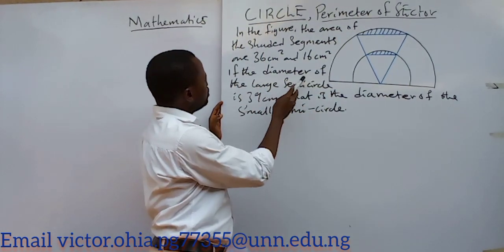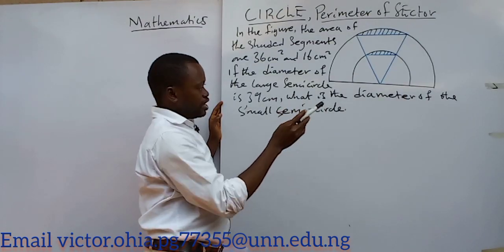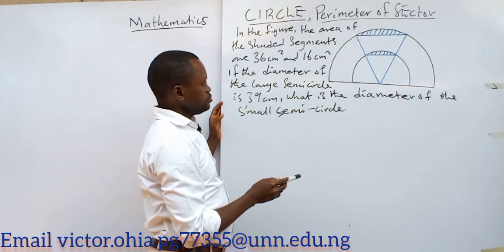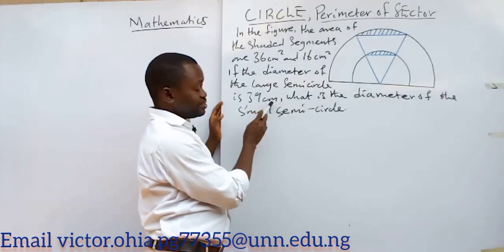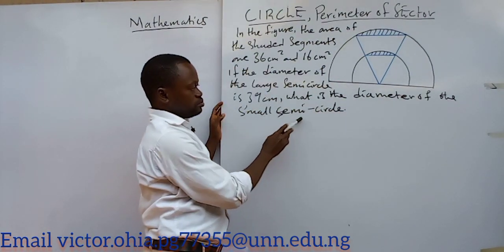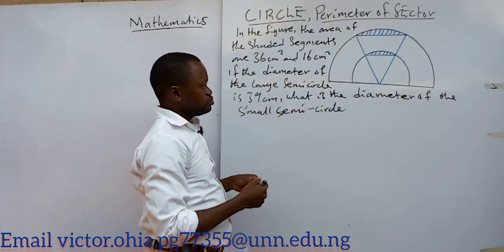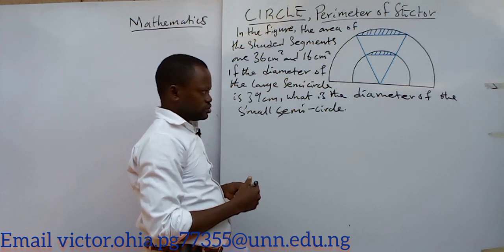They say if the diameter of the large semicircle, I guess that should be from here to here, is 39 cm, then what is the diameter of the small semicircle? It's a why question. What's the diameter of the small semicircle? I have to give it some thought.